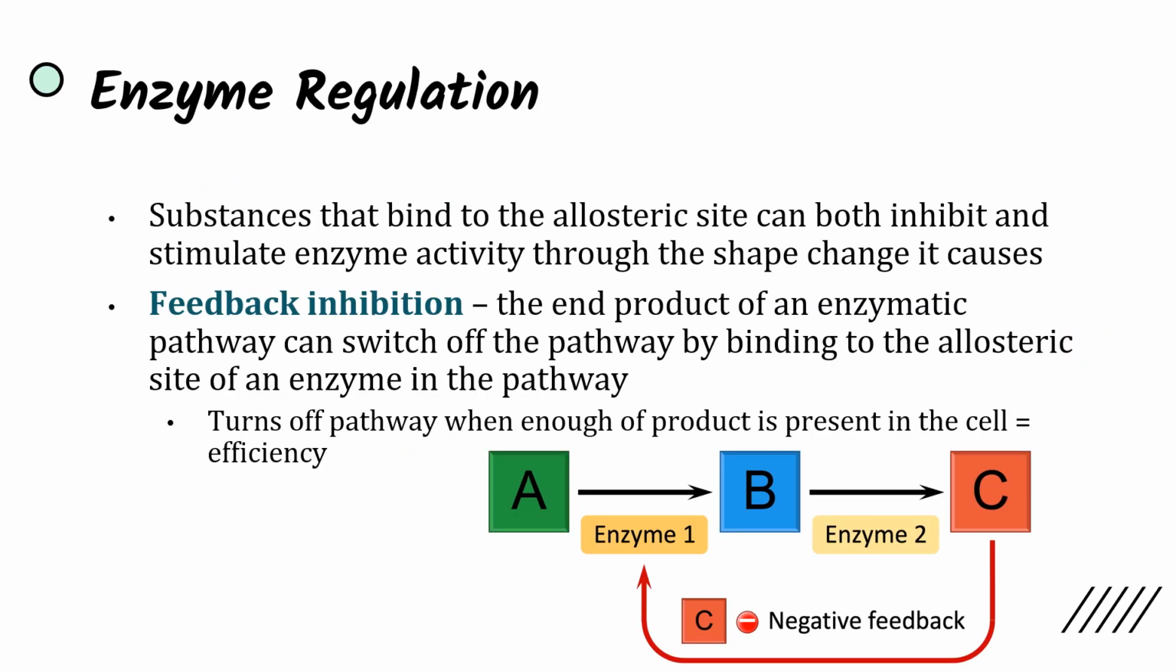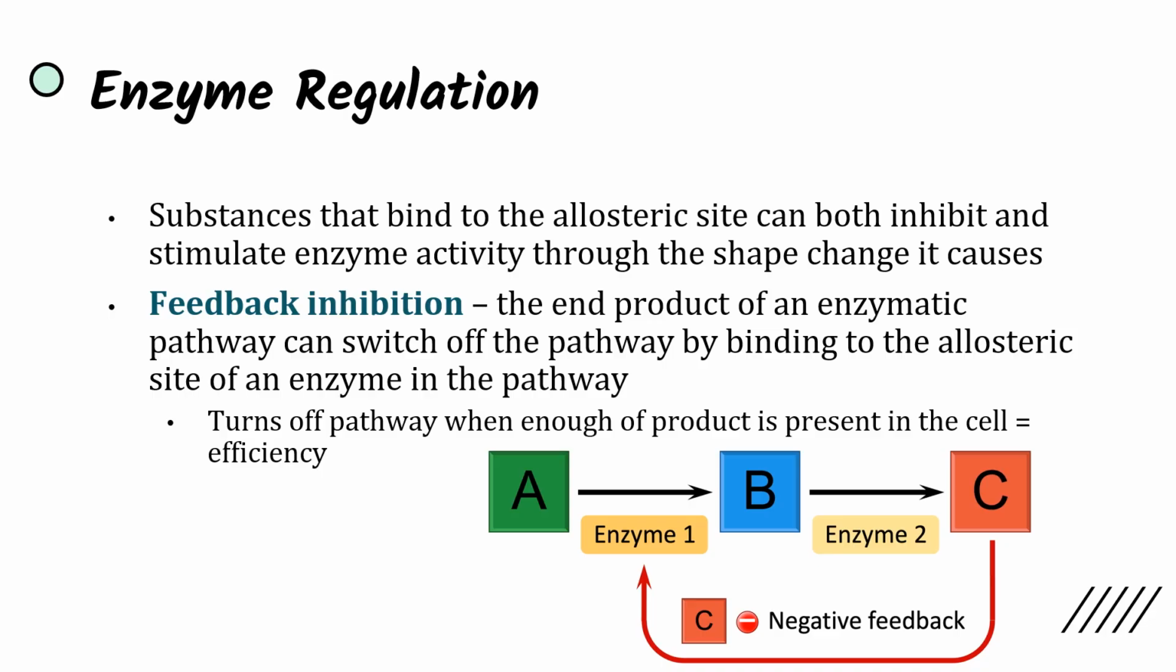And non-competitive inhibition is a way to regulate enzymes. So substances that bind to the allosteric site can both inhibit and stimulate enzyme activity through the shape change it causes. For instance, if an inhibitor binds to the allosteric site, that's going to prevent the enzyme from being able to accept the substrate. And this is going to inhibit enzyme activity. However, there are other molecules that can bind to the allosteric site, which allow the enzyme to then be changed into the right shape to accept the substrate, which stimulates enzyme activity.